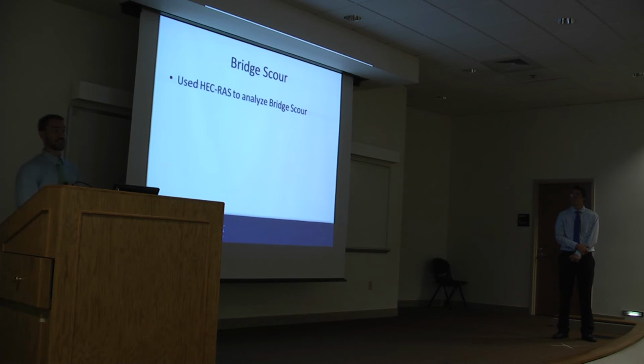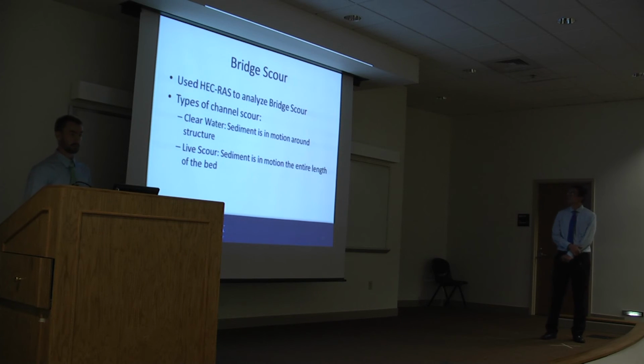So getting back to the bridge scour that we were talking about earlier when we were looking at the pictures. We used HEC-RAS again to analyze the bridge scour. There are 2 types of bridge scour. There's clear water and live bed scour. Clear water is any scour or sediment in motion that is actually around the structure itself. For example, it would be around the pier, around the abutments, or where the structure is actually located in the stream. Live bed scour is sediment movement along the entire length of the stream, not just the structure.